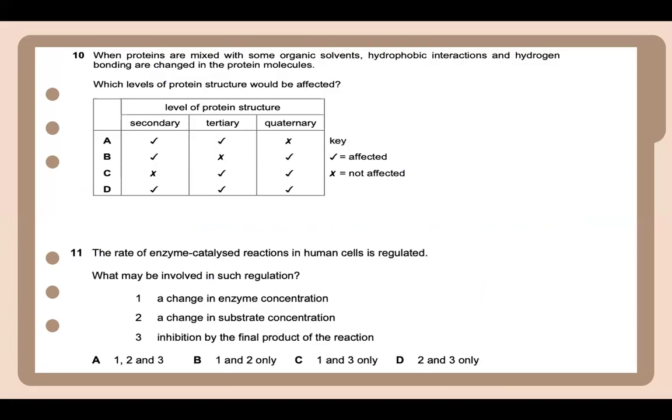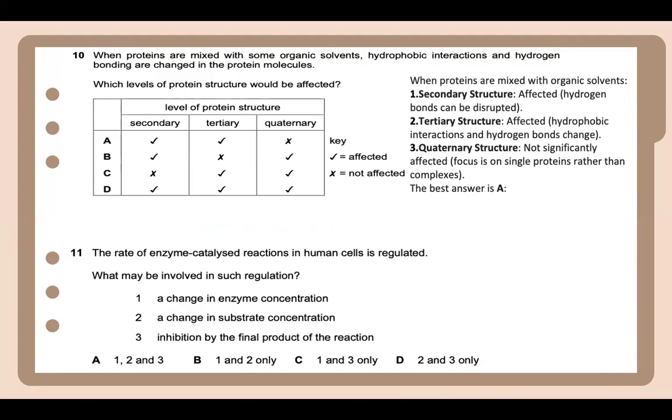When proteins are mixed with some organic solvent, hydrophobic interactions and hydrogen bonding are changed in the protein molecule. Which level of protein structure could be affected? When proteins are mixed with organic solvent, secondary structure is affected because hydrogen bonds can be disrupted. Tertiary structure is also affected due to hydrophobic interactions and hydrogen bonds changing, and quaternary structure is not significantly affected because the focus is on a single protein rather than complexes. So the best answer is A.